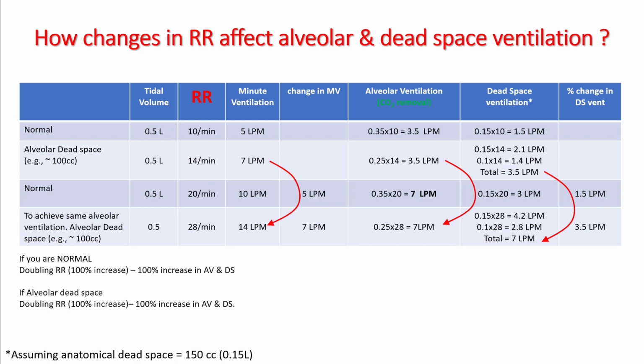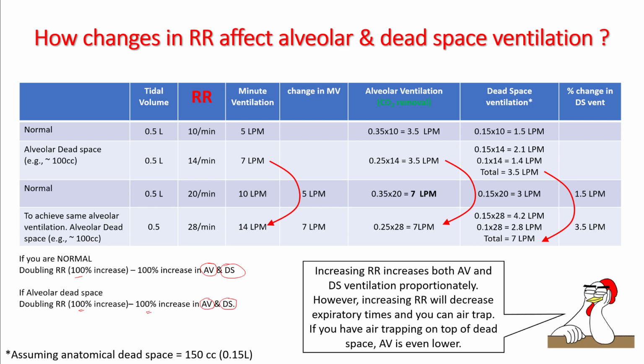So if you have no alveolar dead space, whenever you double the respiratory rate, that means a 100% increase, you will have a 100% increase in both alveolar ventilation and dead space ventilation. If you are dealing with alveolar dead space, doubling the respiratory rate will still increase both your alveolar ventilation and dead space ventilation by 100%. Increasing the respiratory rate increases both alveolar ventilation and dead space ventilation proportionately.